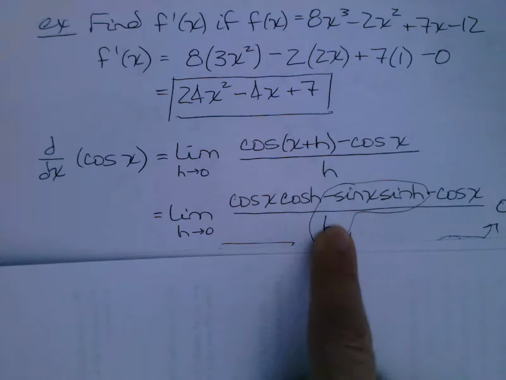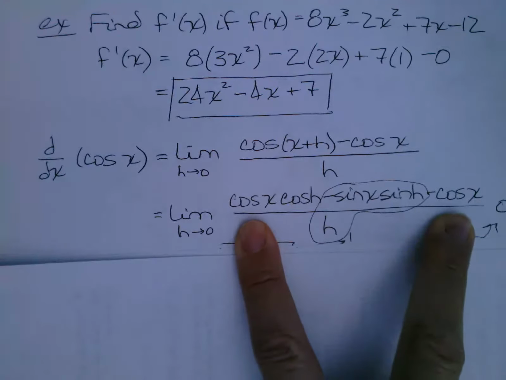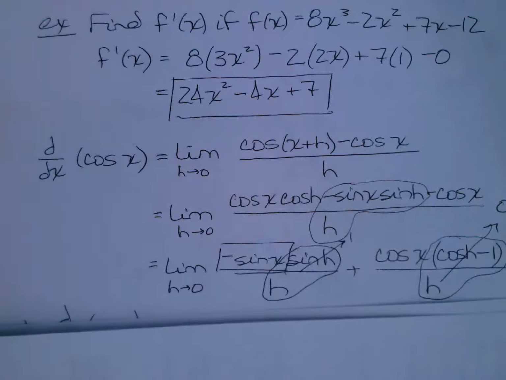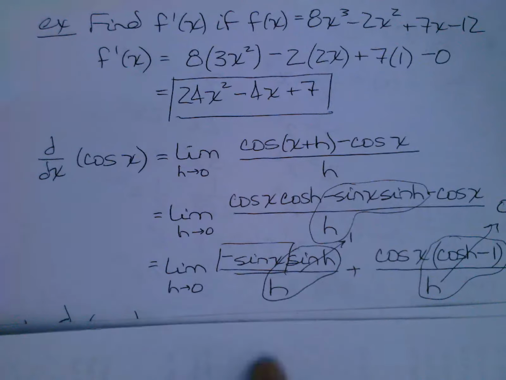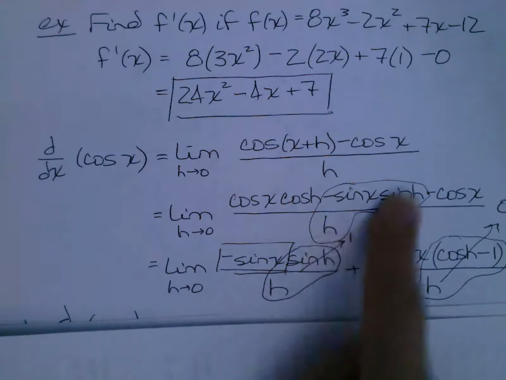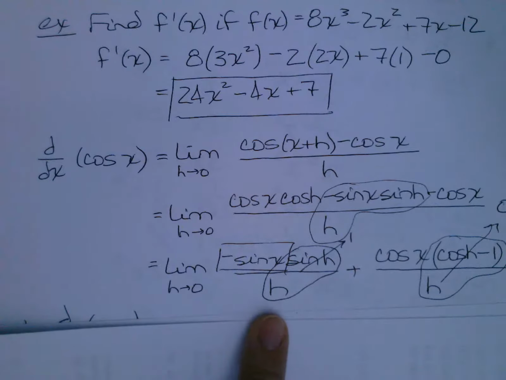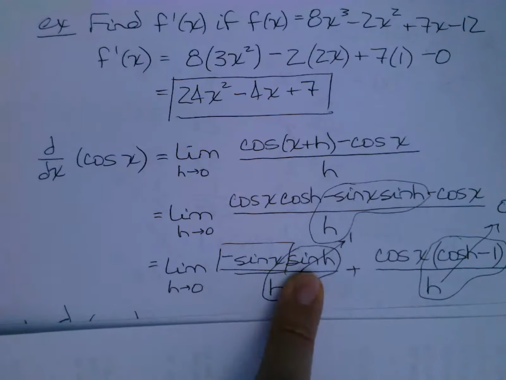Then we looked for some things that look familiar. I see a sine h over h in here. My other two terms each have a cosine that I can factor out. So I rewrote all of this, just rearranged a little bit. It's all the same stuff. I have negative sine x sine h over h, just the middle part there. And we know that sine h over h goes to 1 as h approaches 0. So this says negative sine x times 1.